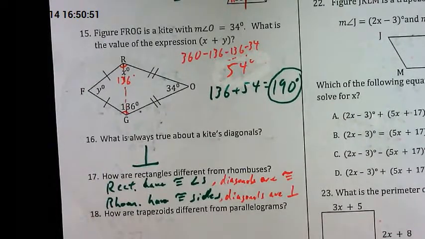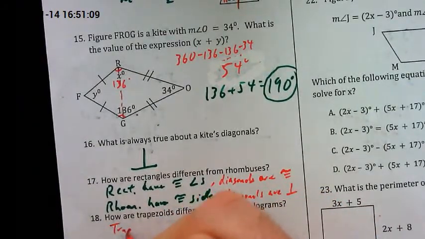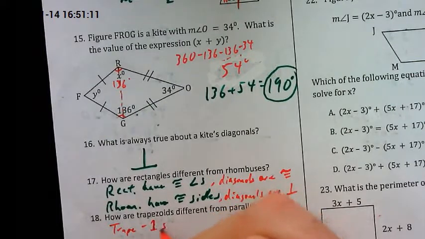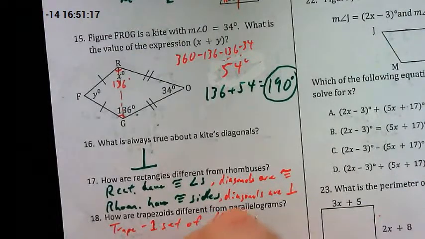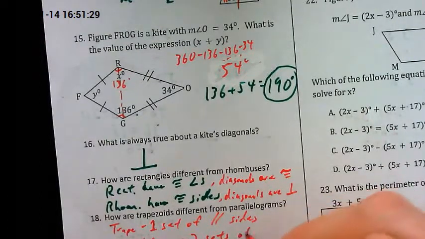Now, on 18, how are trapezoids different from parallelograms? Trapezoids have exactly one pair of opposite sides parallel. All right, so there's exactly one pair of parallel sides in a trapezoid, whereas in a parallelogram, you have to have two sets. So trapezoid, one set of parallel sides. Parallelogram. Whoops, I just spelled that wrong. Parallelogram, two sets of parallel sides.